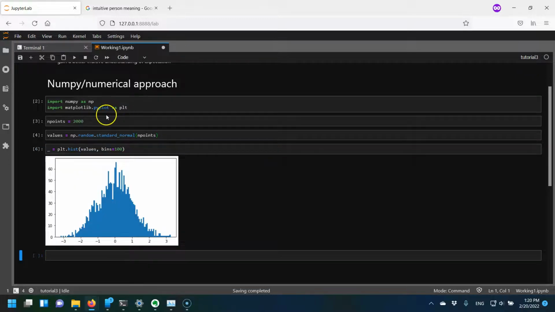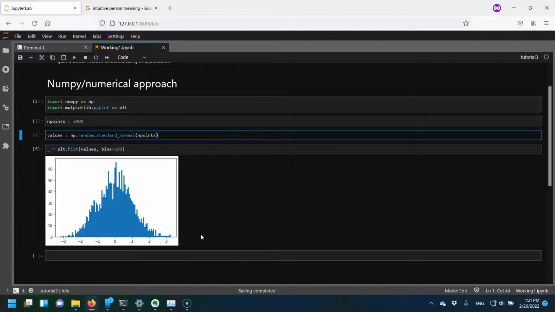Okay, first we imported our libraries. We said we wanted 2,000 points. Then I used the NumPy random standard norm function in order to draw this number of points, 2,000, from a Gaussian probability density function, which is the normal distribution. So then these values are put into this array of values, and then I just plotted a histogram of the frequency at which they occur. And you can see this does look generally like a normal distribution, which is good, so it's supposed to.